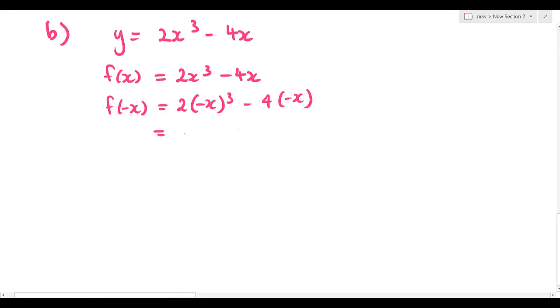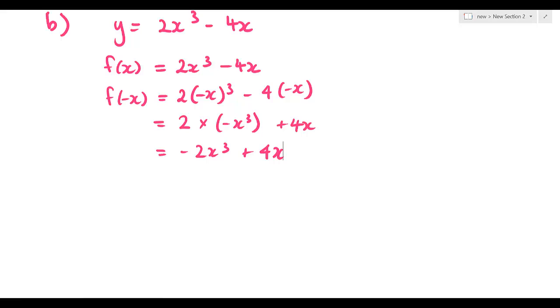And what you should get is 2 times negative x cubed, and negative 4 times negative x is plus 4x. So overall, it's just, sorry, it shouldn't be negative 2. Rub that out. So it's just 2 times negative x cubed, so that's negative 2x cubed plus 4x. We can see that this end product is not the same as the f(x) end product. So let's move on to our next one.